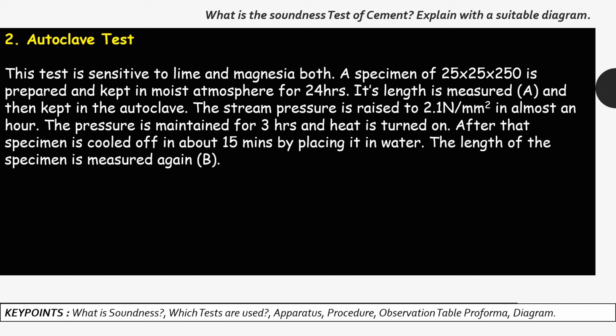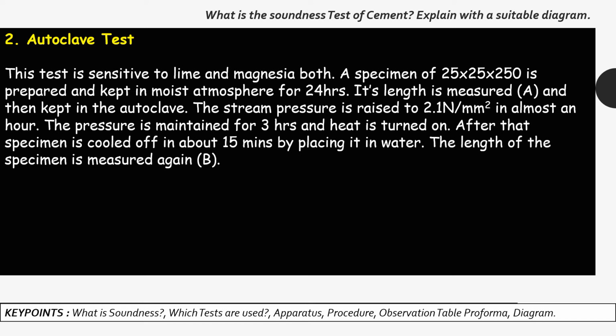And it takes almost an hour. The pressure is maintained for 3 hours and then the heat is turned off. After that, the specimen is cooled in about 15 minutes by placing it in water. Now the length of the specimen is measured again, and let us say that is capital B, and we had already measured the value as capital A in the previous step.